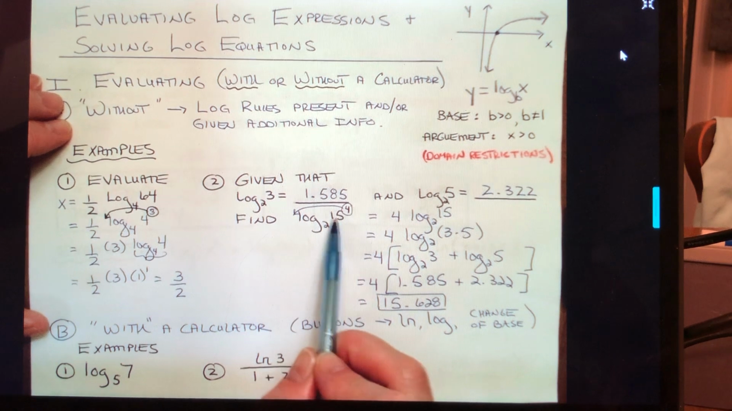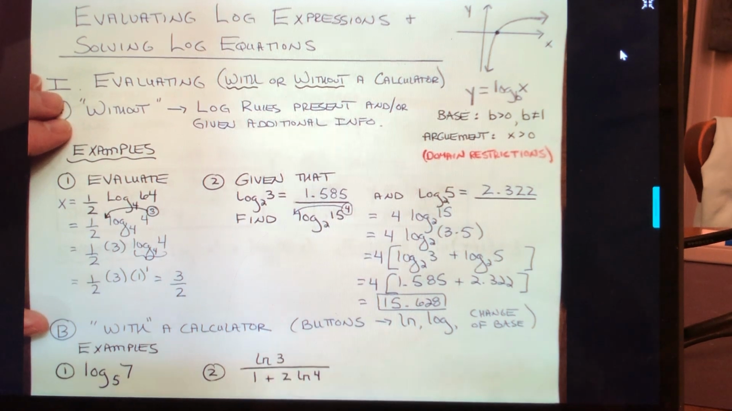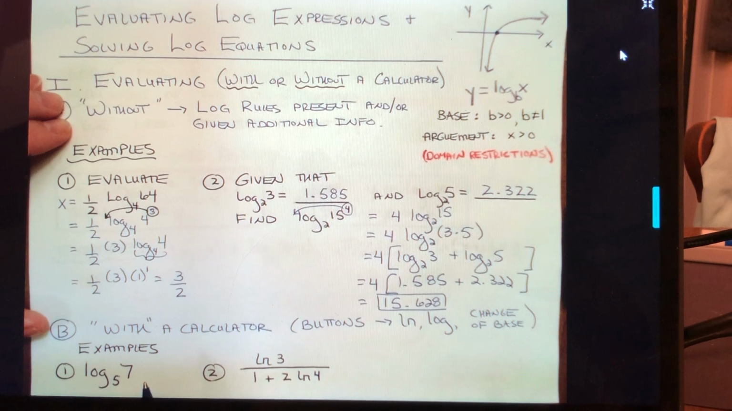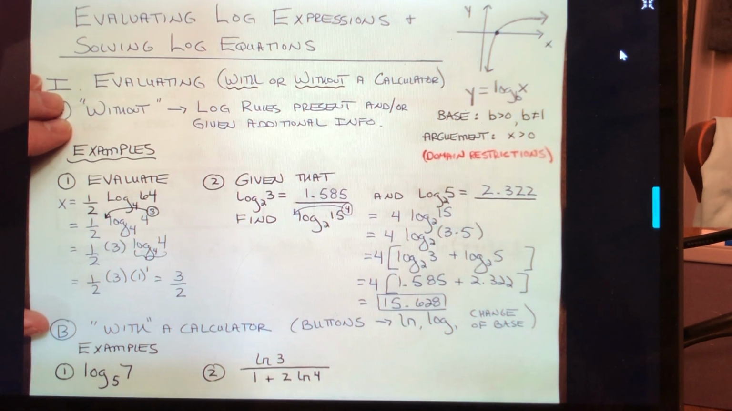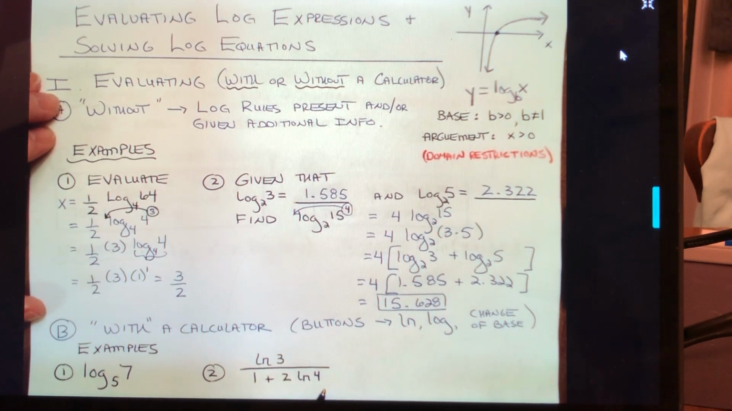Now, if you had wanted to check your work, you could have taken this in the beginning, and you could have actually put this in your calculator using the change of base functionality, and you would have found that you would have gotten the same answer. Now, their intention wasn't to have you do that in the calculator. They wanted you to use this information, and so this would be the proper way to do that problem. Okay, so these are examples of doing some evaluations without a calculator.